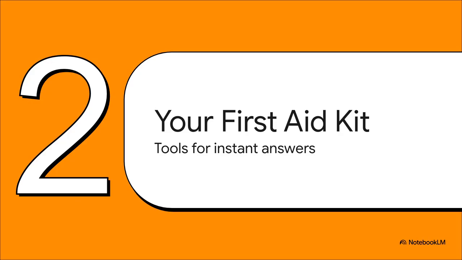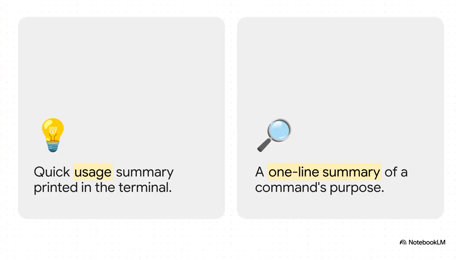Okay, so now that we've got the grammar down, let's open up your command line first aid kit. These are the tools you're going to reach for when you just need a quick answer, a little nudge in the right direction, without having to do a super deep dive. Your first aid kit really has two main tools. Over on the left, we've got help. Use this when you remember the command, but you've forgotten exactly how to use it. It gives you a quick summary. Then on the right, you've got whatis. This is for when you've forgotten what a command even does. It just gives you a simple one-line summary of its purpose. So remember, help is for how, and whatis is for what.